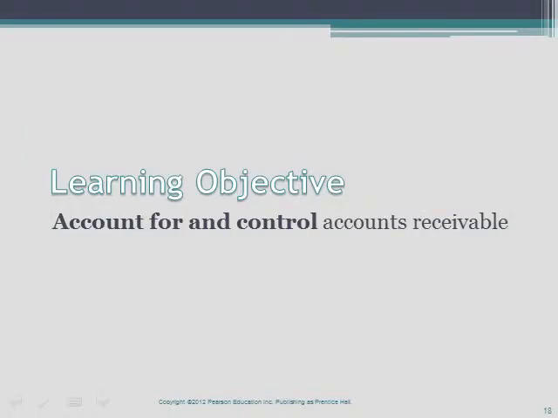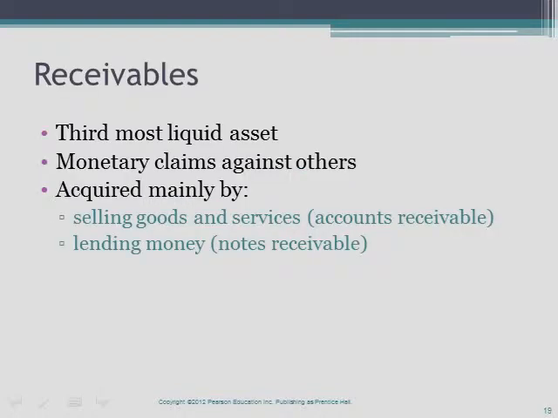Now we want to talk about how to account for and control accounts receivable, which we said also is a current asset. Receivables are the third most risky asset after cash and short-term investments. Receivables are monetary claims against others. Receivables are acquired mainly by selling goods and services and by lending money, which would make them notes receivable.